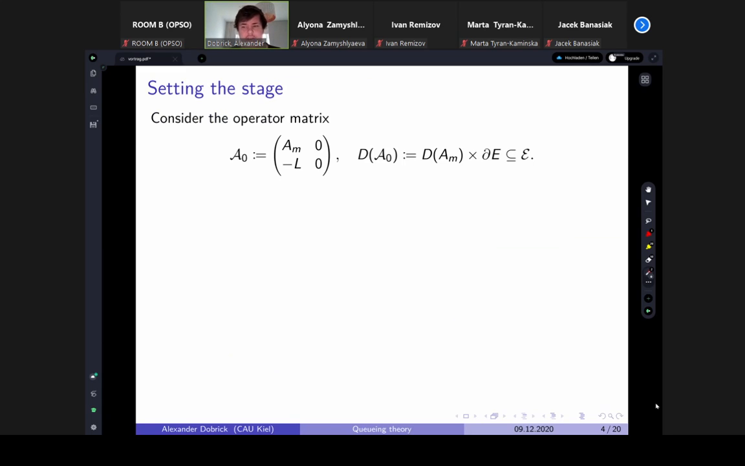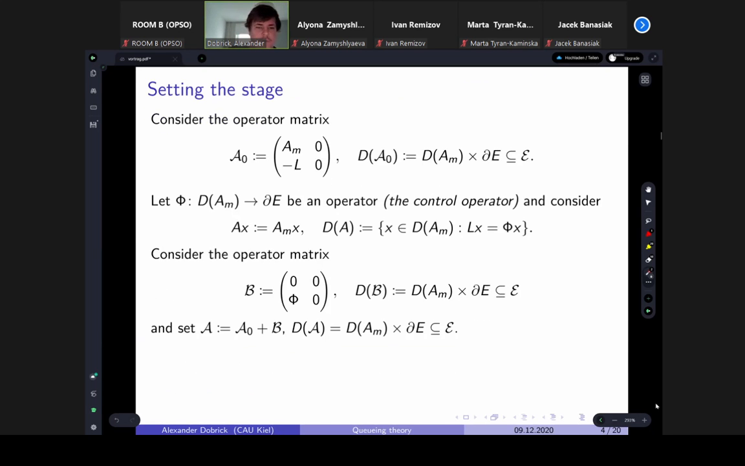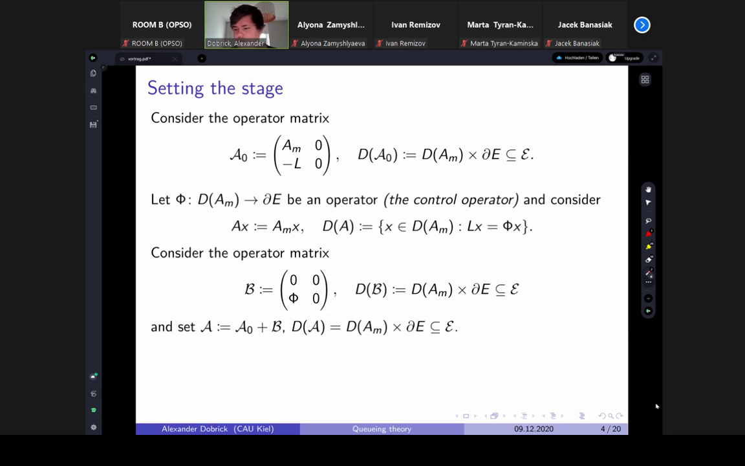We also consider operator matrices, which we have also seen before in the talk. Here we just have the matrix we have all already seen. Now we have a control operator. Basically, we want to control the boundary values, and we do that via such an operator phi. Then we can consider the operator A. The major question was when this operator A generates a semigroup, a substochastic semigroup, and so on. I introduce another operator matrix of that form, and then we set calligraphic A basically just as the sum of this matrix and this matrix.